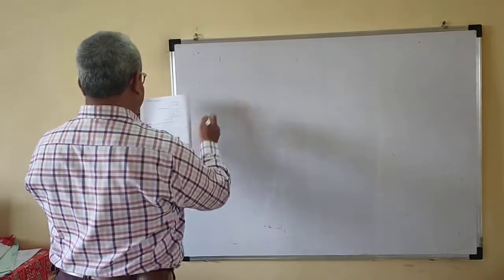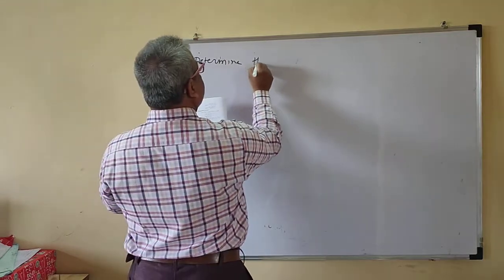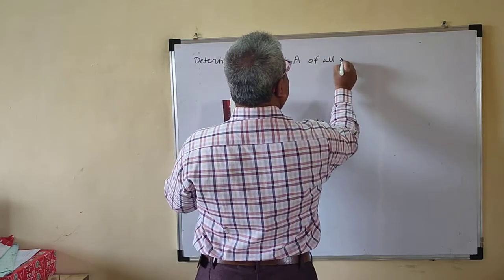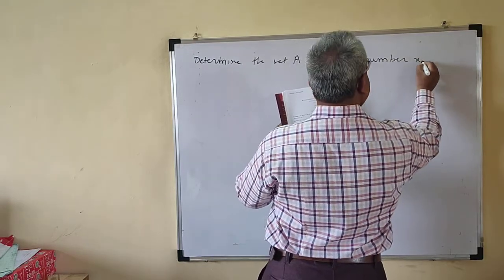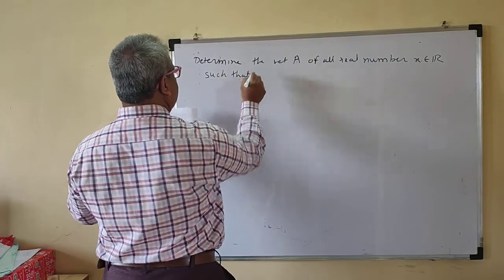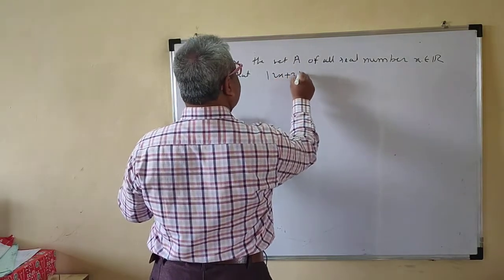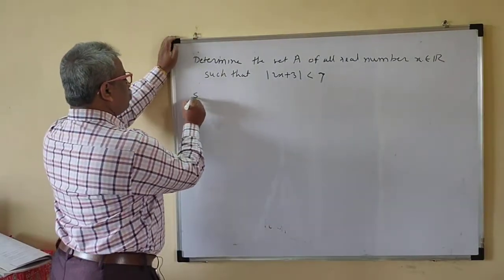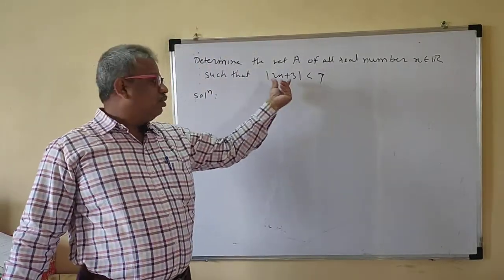Now we take the next problem. Determine the set A of all the real numbers x belonging to R such that mod of 2x + 3 is less than 7. You have to determine the set A such that your condition on x holds.